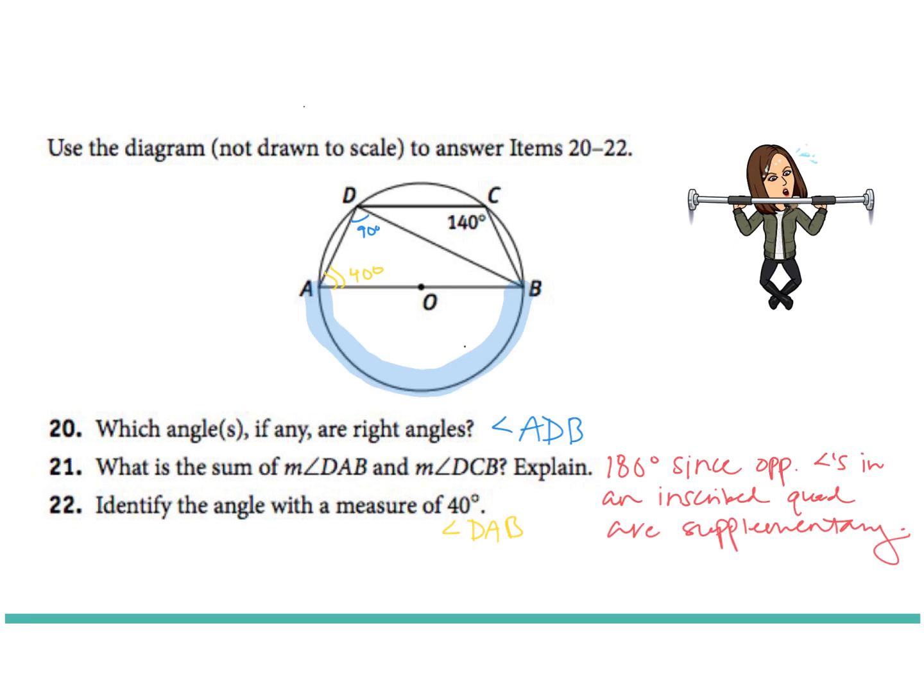For number 20, which angle is a right angle? Should be angle ADB because it opens up to a semicircle. For 21, it says, what is the sum of the measure of angle DAB and the measure of DCB? Well, we know that opposite angles in an inscribed quad are going to be supplementary, so they're going to add to 180. Last but not least, it says identify the angle with a measure of 40 degrees. That's going to be angle DAB, since angle DAB and DCB add to 180, and we know angle DCB is 140.